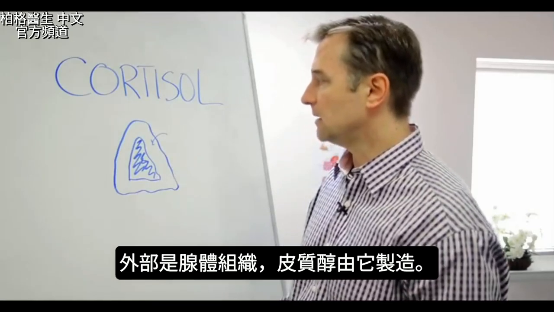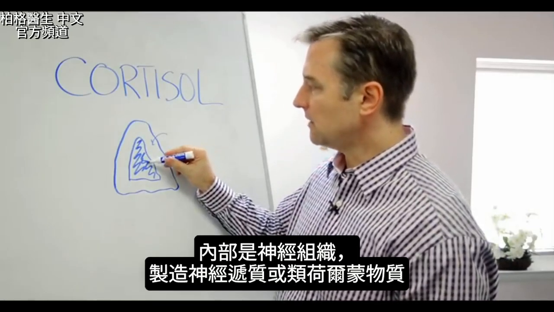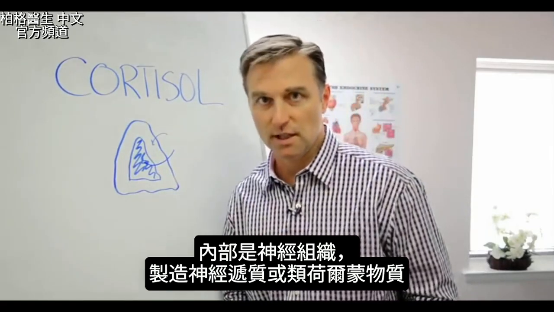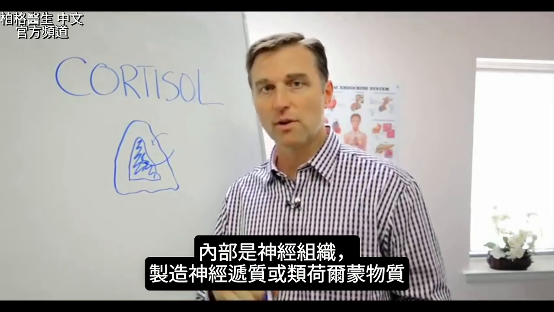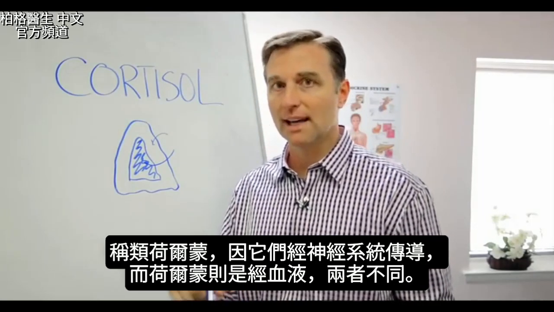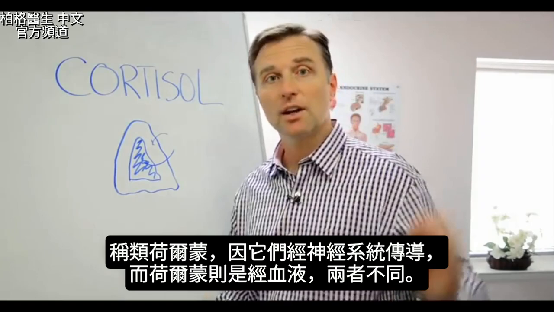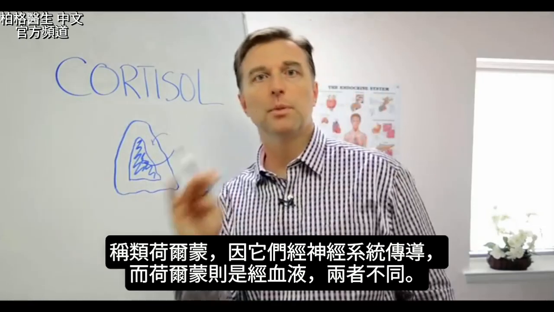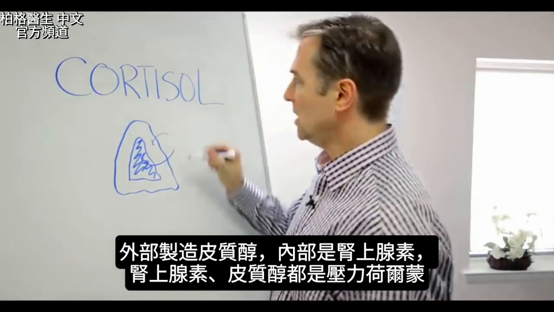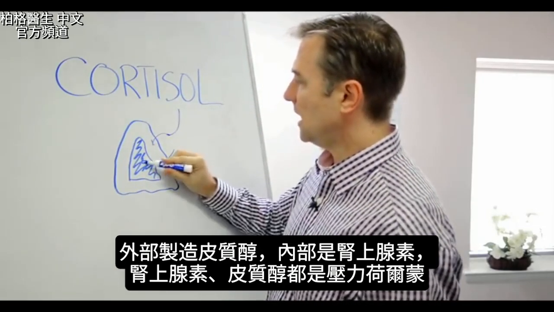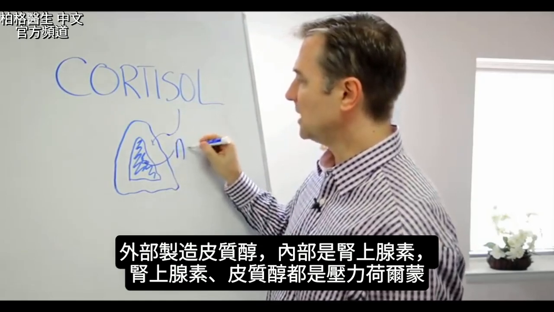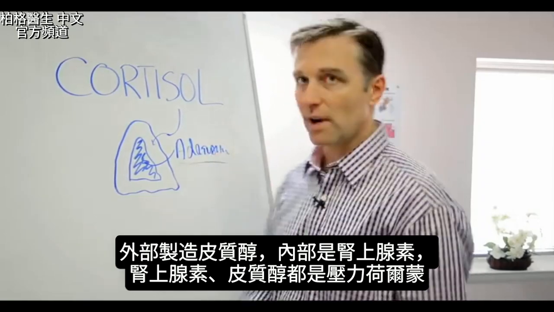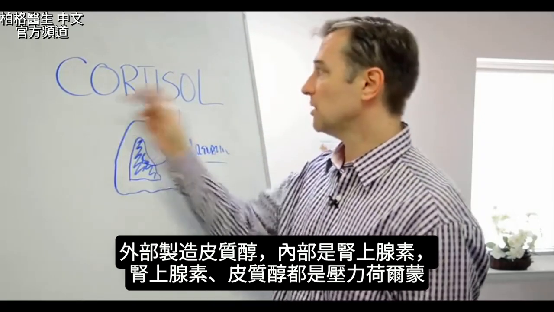part of that gland. The inside of the gland is all nerve tissue. It makes neurotransmitters, or hormone-like substances, hormone-like because they travel communication-wise through the nervous system, where hormones travel through the blood. That's the differentiation. So cortisol is made by the outside, and the inside would be all the adrenaline. Okay, so adrenaline is a stress hormone too, right? Cortisol is a stress hormone.